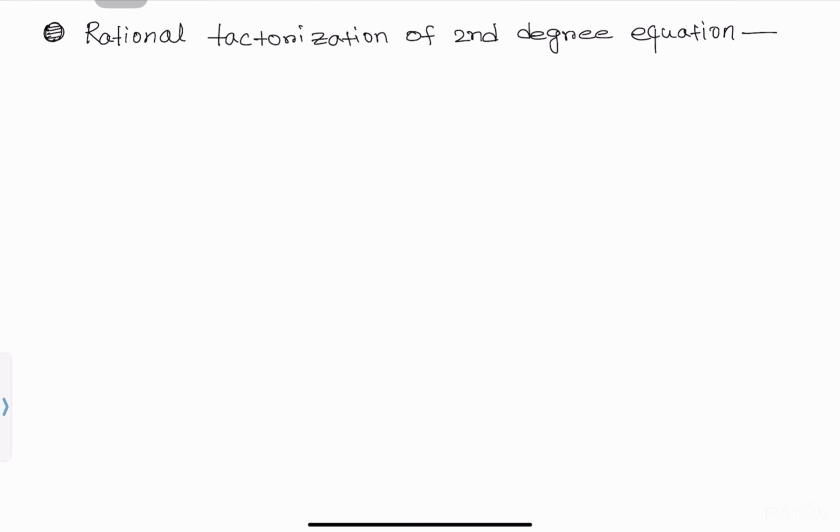Hello everyone. In this video, I will cover rational factorization of second degree equation. I will tell you what is the meaning of that and what is the purpose or main motivation behind it.